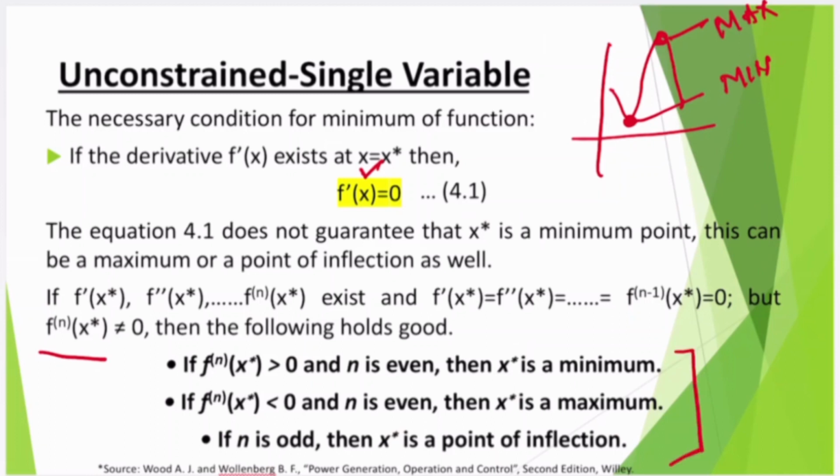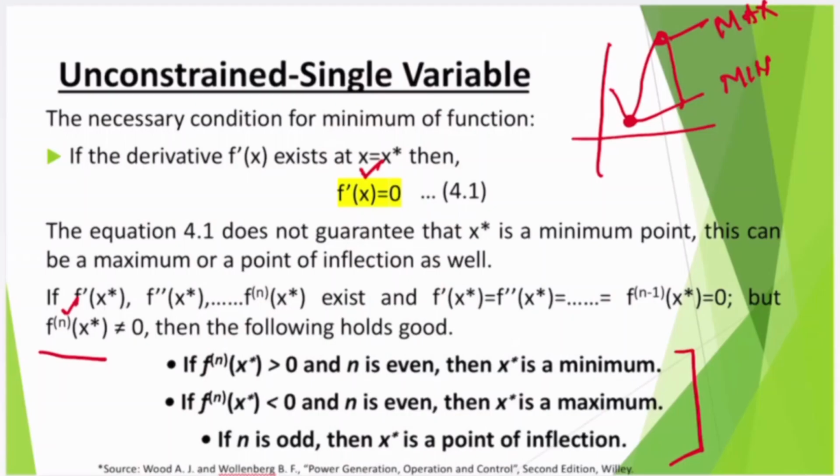So if the last differentiation, that is the nth differentiation of the variable x, is not equal to 0, that means it is either positive or negative. If it is positive, then you are leading to a minimum point, and if it is negative, then you are leading to a maximum point. However, if n is odd, then x is a point of inflection, and that is very important, because for even differentiation you can get maximum or minimum, but when n is odd, the point x is leading to an inflection. We'll see a small example.